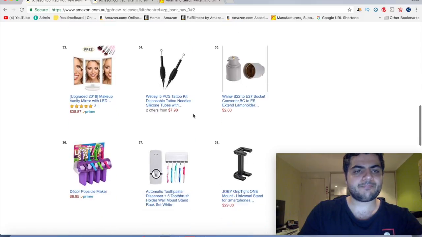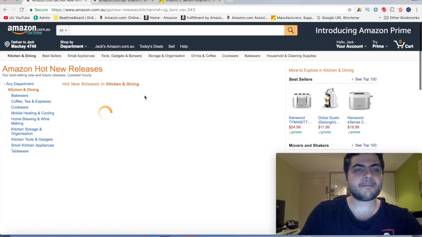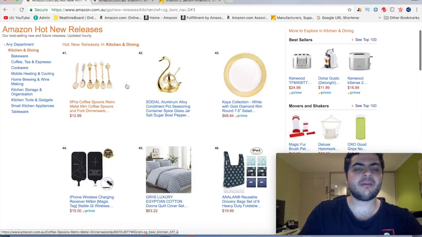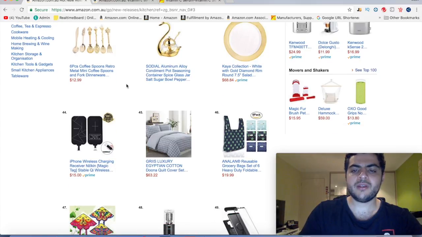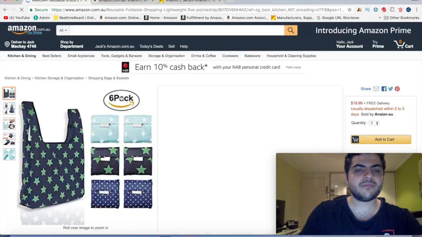Now, okay, what do we got here? No. And if we can't find anything here, we'll go into the subcategories as well. I'll have a look at that. Reusable grocery bags, set of 6 heavy-duty foldable. Okay, this looks pretty interesting.